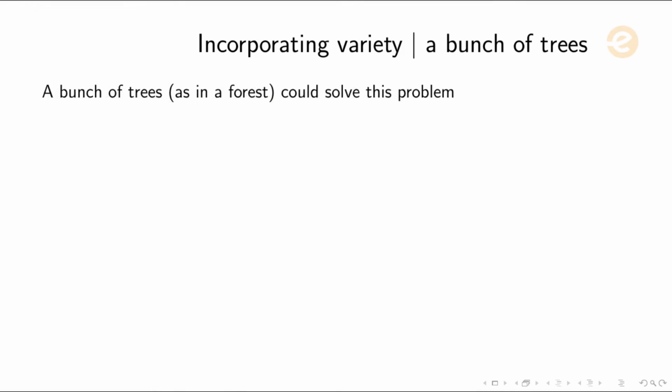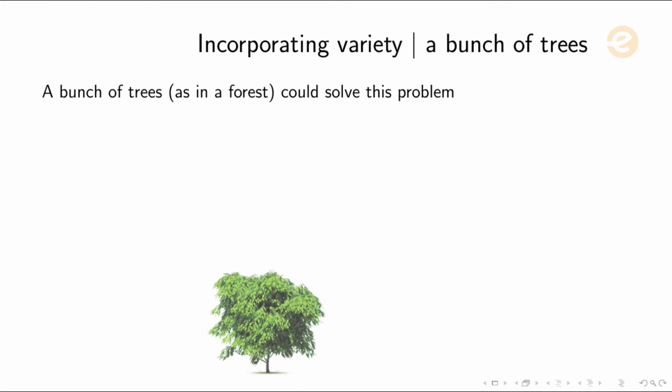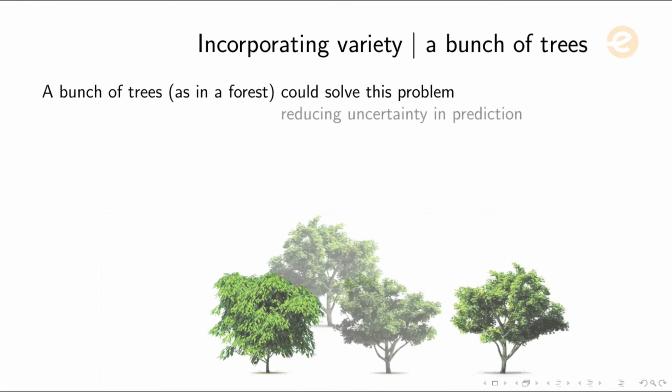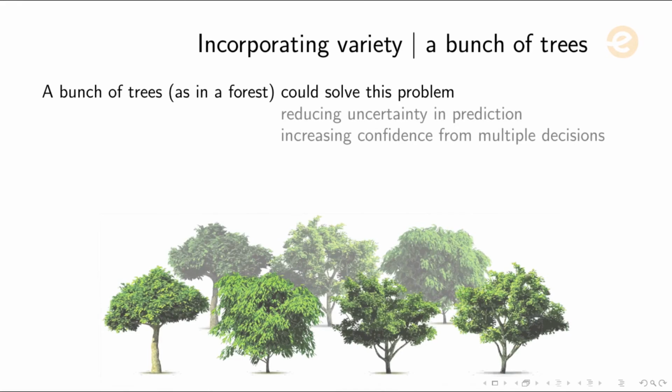Now, as in a forest, a bunch of trees could solve this problem. A forest means not just one tree, but many trees beside it. And if we grow a forest randomly, that means that more fruits come from very different kinds of trees. That firstly reduces the uncertainty in your prediction, and it also increases the confidence from multiple decisions. So if fruits from one tree fail due to some particular reason, maybe the weather or maybe you didn't manure it rightly, then fruits from other trees will keep your harvest at an optimal level. So that's the advantage of using many trees as in a random forest.